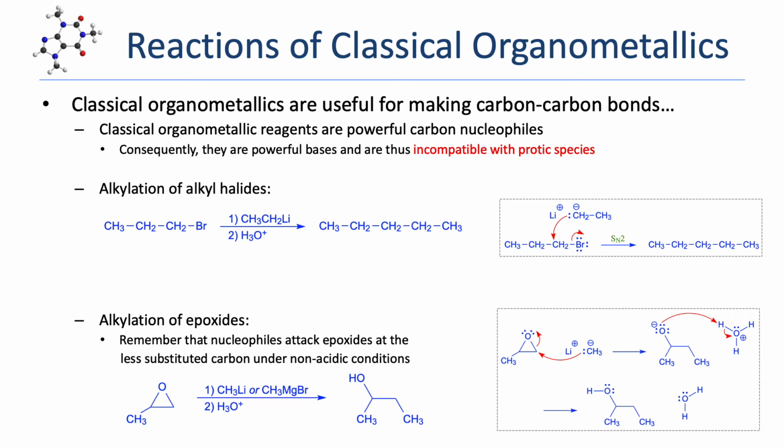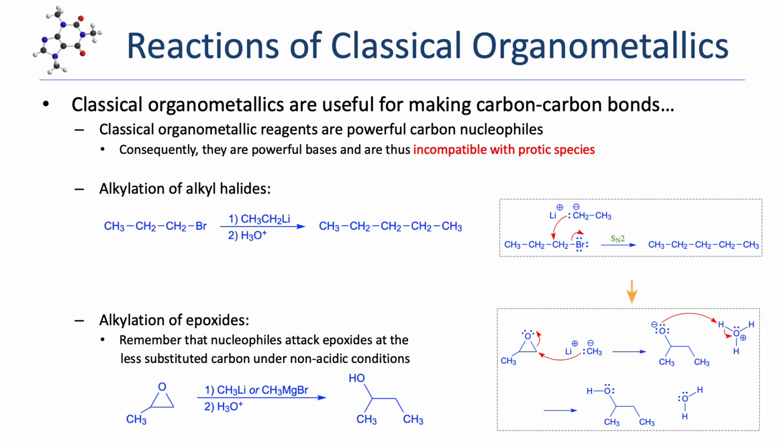You might remember that nucleophiles attack epoxides at the less substituted carbon of the ring under non-acidic conditions. In this example, the organometallic reagent attacks the less substituted carbon on the right side of the ring, resulting in the formation of an alcohol on the left side. Don't let the presence of an acid in that second workup step throw you off. The acid is introduced only after the nucleophilic attack occurs, which means the reaction occurs under non-acidic conditions.